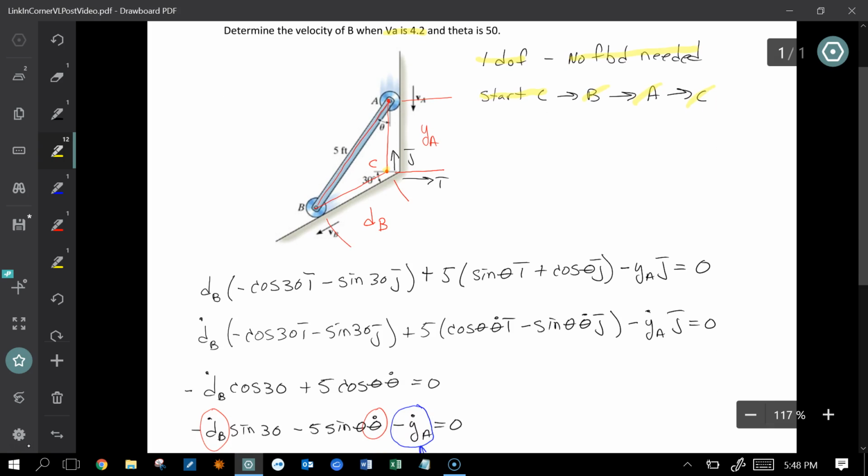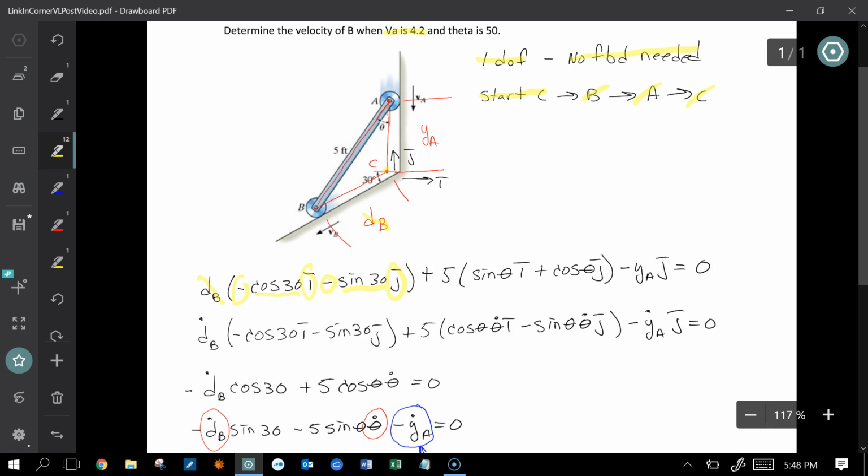Okay, so let's do that. If you start at C and you want to get to B, you're going to walk a distance dB. Label your distances dB, and dB is going to change, so keep in mind that it's a variable. When I go a distance dB, I'm going to go down sine of 30 and left cosine 30. So I go a distance of cosine 30 left, negative i, and a distance of sine 30 down, negative j. Now I'm standing at B.